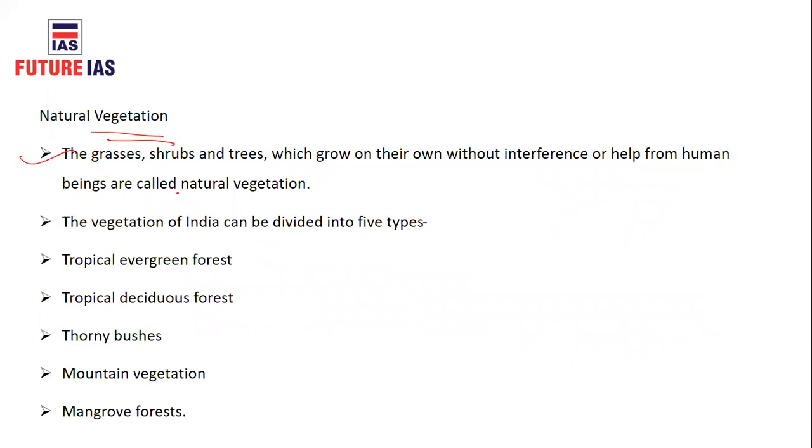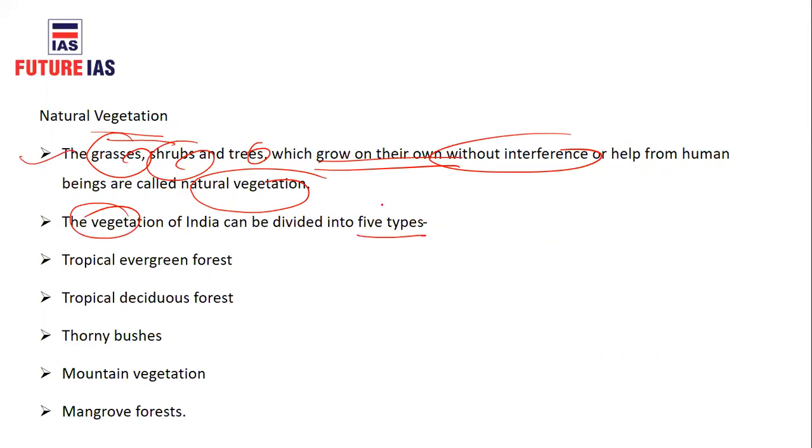So in natural vegetation you will have the grasses, shrubs, and trees which grow on their own without interference. So that is called natural. Natural का मतलब किसी के assistance से नहीं उगी हैं वो. They grow by themselves without the help of humans. So that is why we call them natural vegetation. You can divide this vegetation into 5 types.